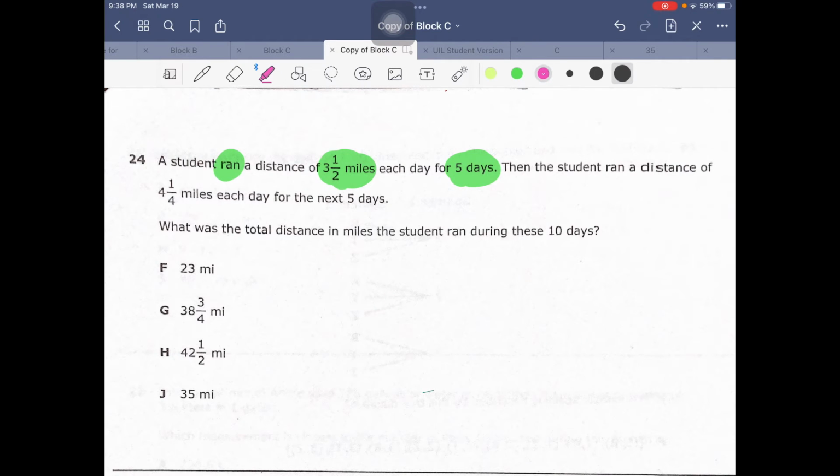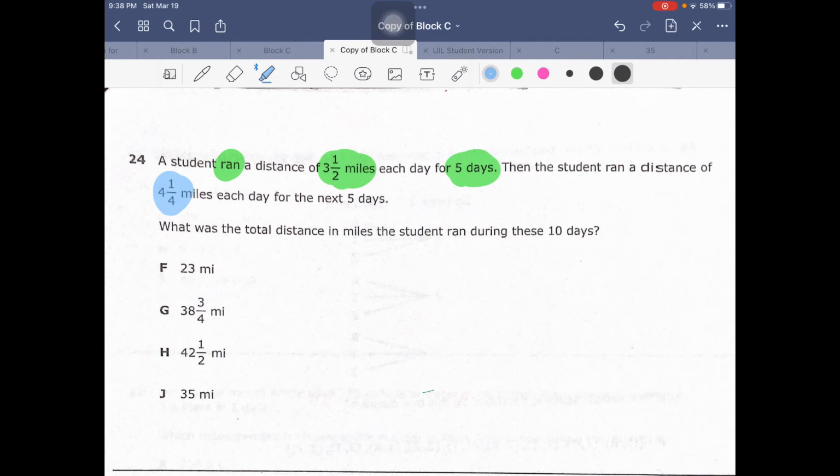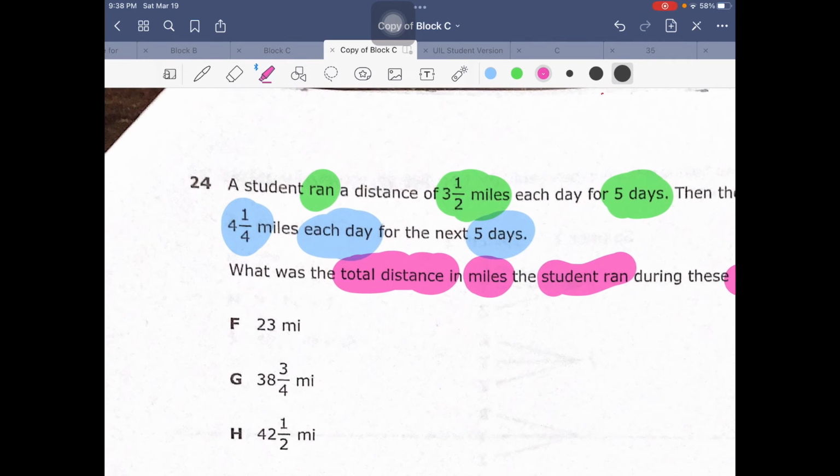Now, then the student ran a distance of 4 1/4 miles every day for the next 5 days as well. What was the total distance in miles the student ran during these 10 days? Both of them combined. Okay, now, for the first 5 days, the student ran and ran and ran, right?